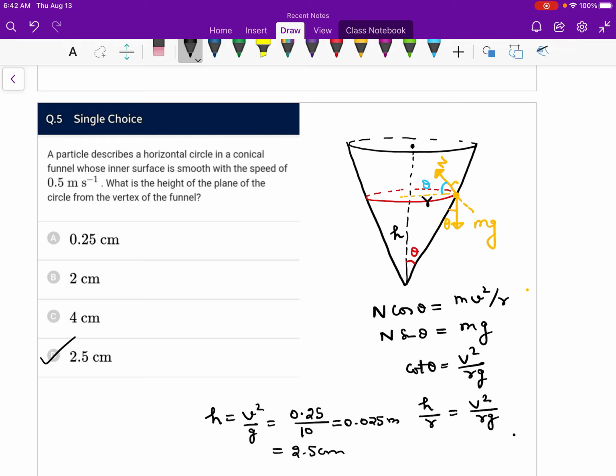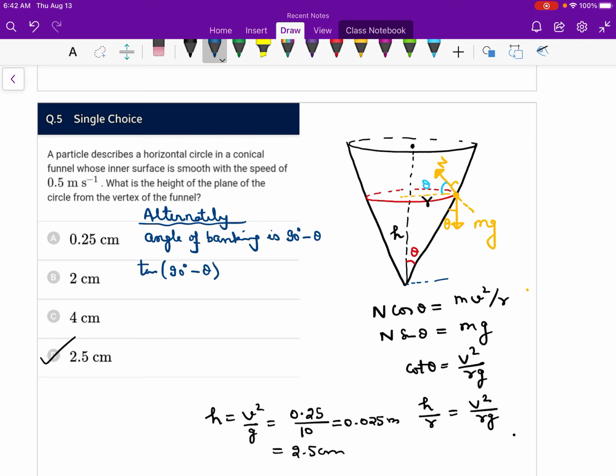You could have used the formula of banking, tan theta is v square by Rg. So alternately, this is angle of banking, which is 90 minus theta. So you could have used tan of angle of banking, which is 90 degree minus theta. So tan of 90 degree minus theta is v square by Rg.